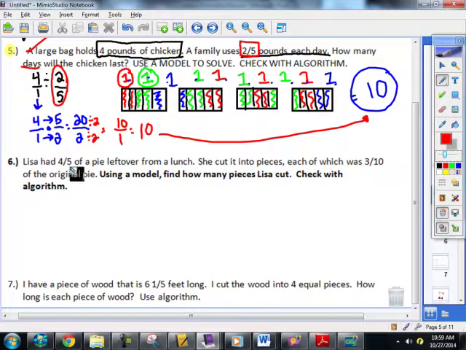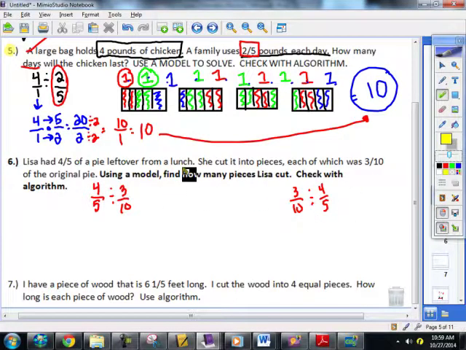Okay? Lisa had 4/5 of a pie left over from lunch. She cut it into pieces, each of which was 3/10 of the original pie. So since you're cutting and doing things like that, you know this problem is going to be 4/5 divided by 3/10, or it's going to be 3/10 divided by 4/5. And that's the biggest confusing thing. You guys all know it's division. The problem is you don't know which one is the dividend.